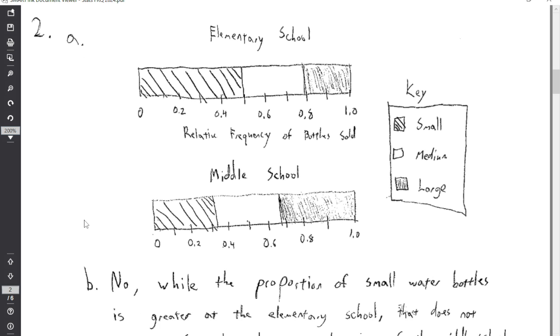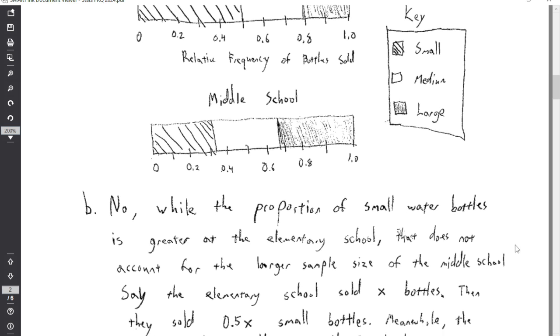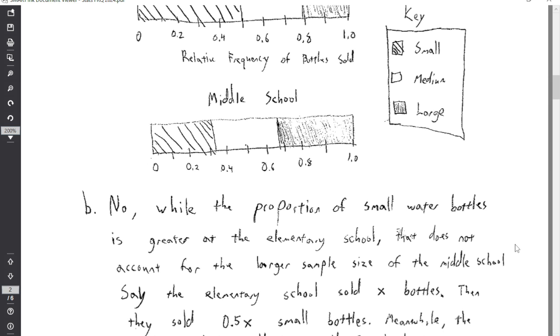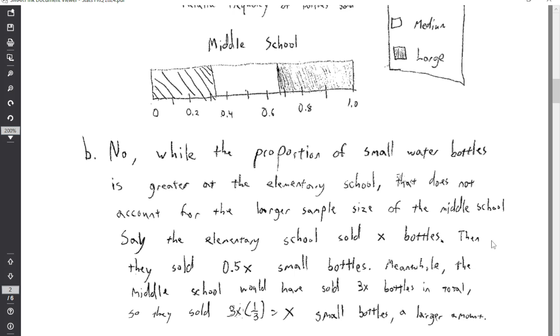because the proportion is greater at the elementary school, but that doesn't account for the large sample of the middle school, the large amount of water bottles that the middle school sold. So therefore, we can actually calculate this. So you can use a number here, but I just use X to stand for how many bottles the elementary school sold. If the elementary school sold X bottles, then half of that X was the small water bottles. The middle school, therefore, if the elementary sold X water bottles, the middle school sold 3 times that, so 3X bottles, and a third of those were small, and so a third of 3X is just X, which is more than the 0.5X that we saw earlier.